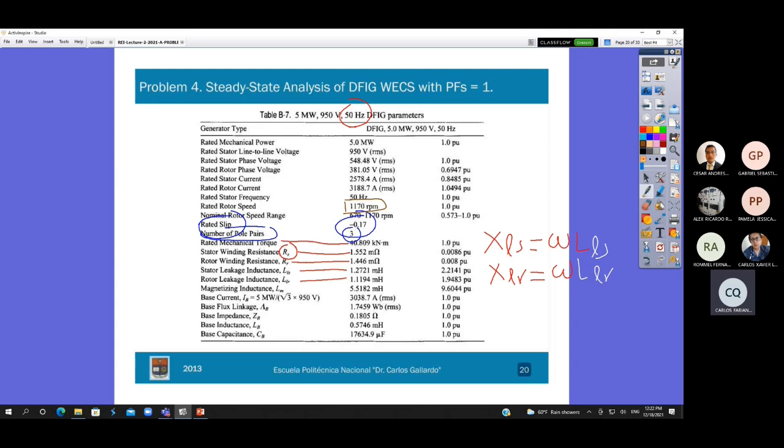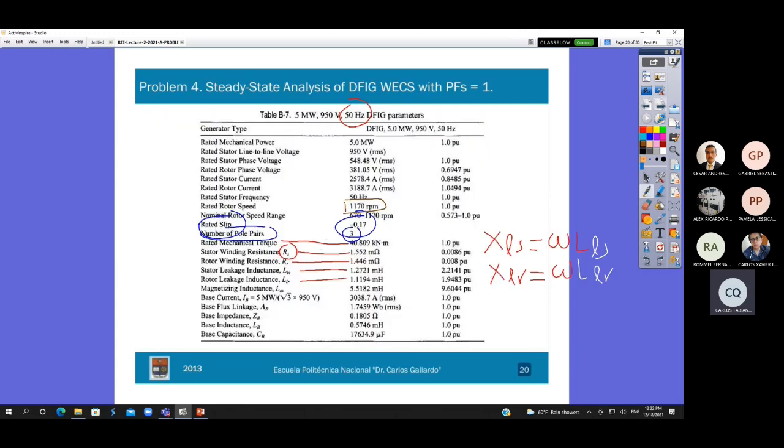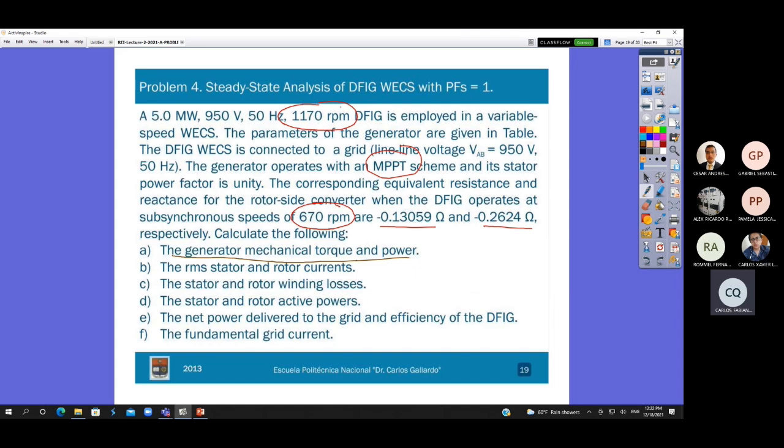So I will have two possibilities in order to compute the generator mechanical torque and power, because I have the data for the rated speed. The problem is asking me to compute the generator mechanical torque and power, but in this case for the second speed, let's call this speed 2, the subsynchronous speed. So I have two ways to compute the torque and the power. The first one is an approximation.